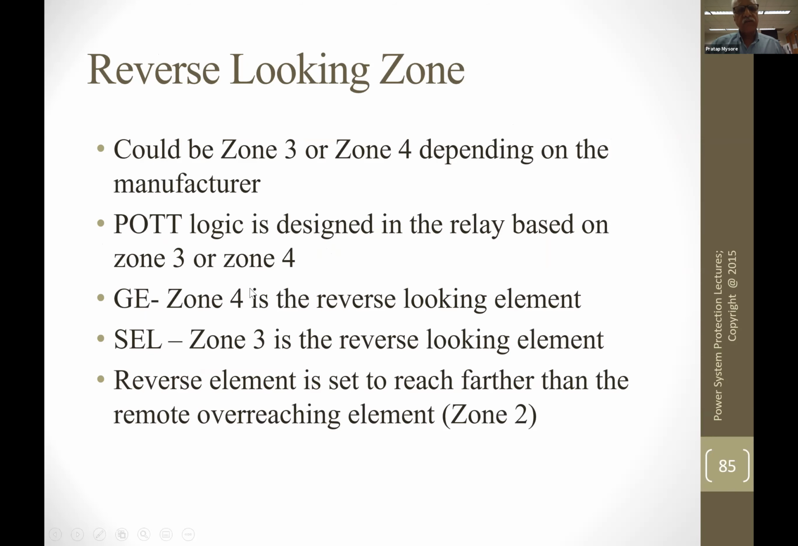Could be zone 3 or zone 4, depending on the reverse-looking zones. Various manufacturers use various terminologies for this. SEL uses zone 3 for the reverse-looking element, whereas GE uses zone 4 for the reverse-looking element. And it could be different for other manufacturers. Please make sure which zone the embedded logic uses, and that you appropriately set the zone as zone 3 or zone 4.